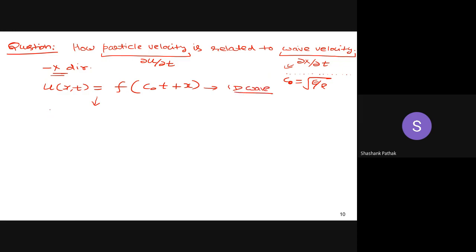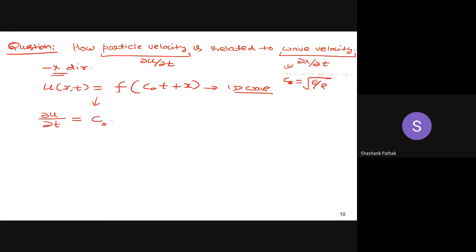So what will we do? We need to compute, anyone? Del u by del t. Very good. So now please calculate and tell what is del u by del t. Simple differentiation. Very simple. Can anyone tell what is del u by del t?